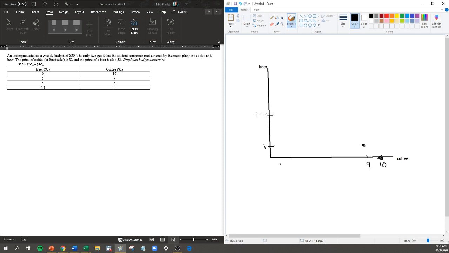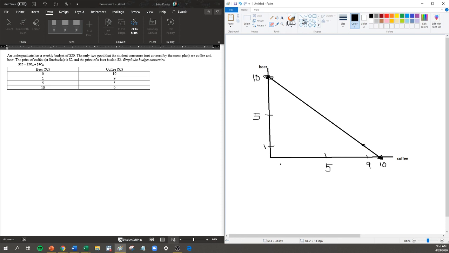Okay, we buy 5 beers. We've got enough money left over for 5 coffees. I'm just graphing this chart that we made to show all possible combinations of beer and coffee we can afford. Okay, well, what if we buy 0 coffees? All our money goes towards beer, and we could buy 10 beers. There's a point there as well. Okay. There's our budget constraint line.